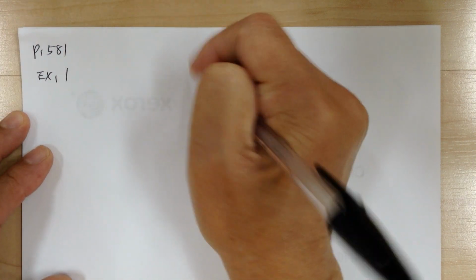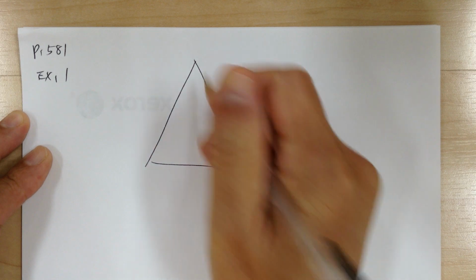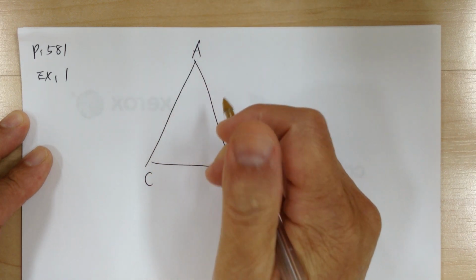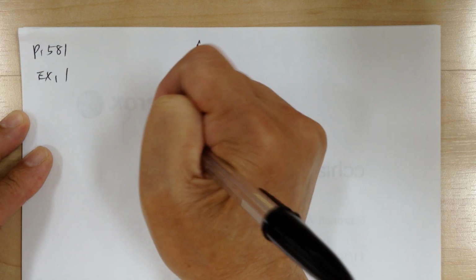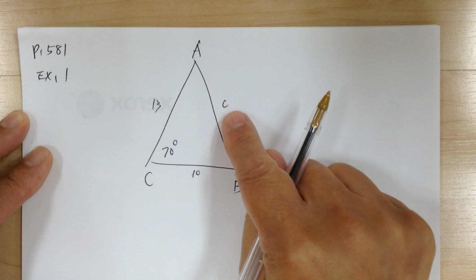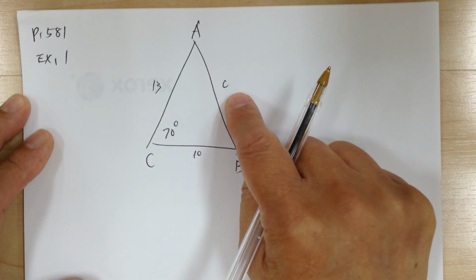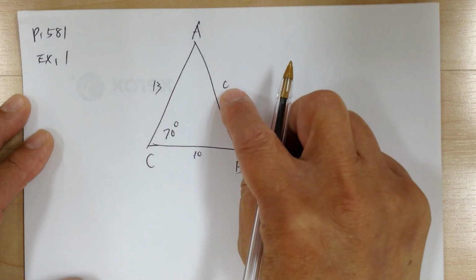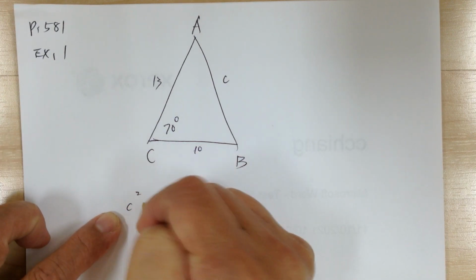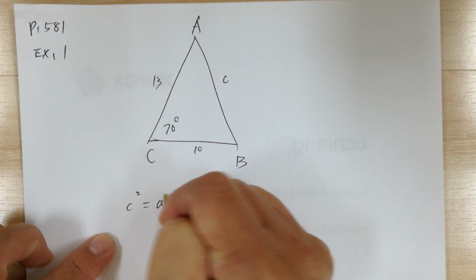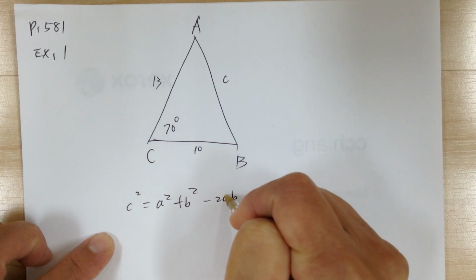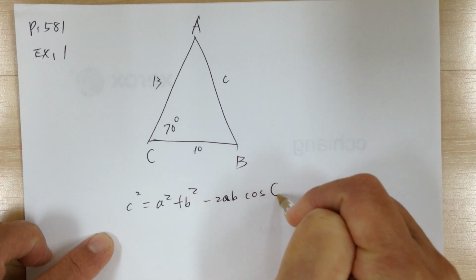Okay, example 1, they give you this triangle. You have A, B, C, and this is 10, this is 13, this is 70 degrees, and C. So you're looking for C. See over here? So if you're looking for side C, then you start with the letter C, right? So you're going to get c squared equal to a squared plus b squared minus 2ab cosine of C.